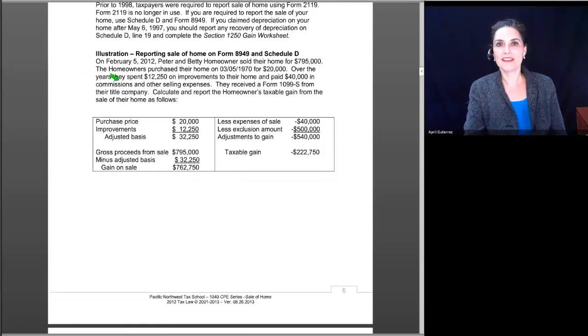Here's an illustration of how you would report the sale of a home when the reporting of the sale is required. On February 5, 2012, Peter and Betty, homeowners, sold their home for $795,000. The homeowners purchased their home back on 3/5 of 1970 for $20,000. Over the years, they spent $12,250 on improvements to their home, and they paid $40,000 in commissions and other selling expenses. They received a Form 1099-S from their title company. Calculate and report the homeowners' taxable gain from the sale of their home as follows.